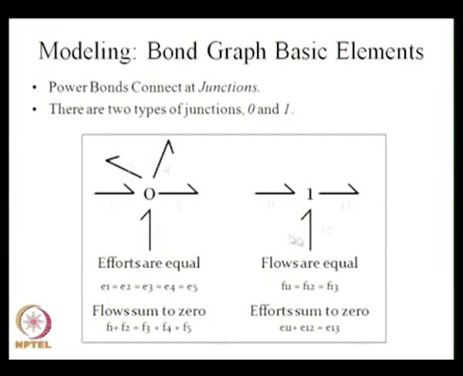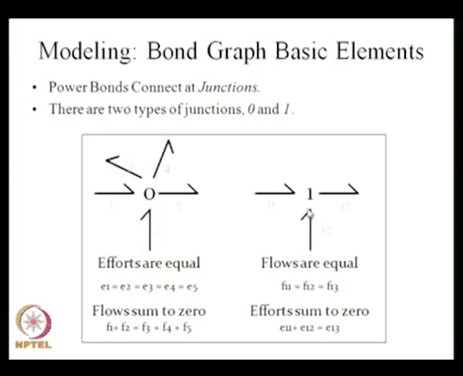Then you have another junction called the 1 junction. The difference between 0 and 1 is that 0 is a common effort junction, but 1 is a common flow junction. Here the flows are equal. The flows in these 3 bonds, that is 1.1, 1.2 and 1.3, are all equal. So F11 is equal to F12 is equal to F13. All the flows are equal here and the efforts sum to 0. So E11 plus E12 is equal to E13. You can see that 11 and 12 are coming to this junction and 13 is going out. So you have E11 plus E12 is equal to E13. That is the 1 junction.